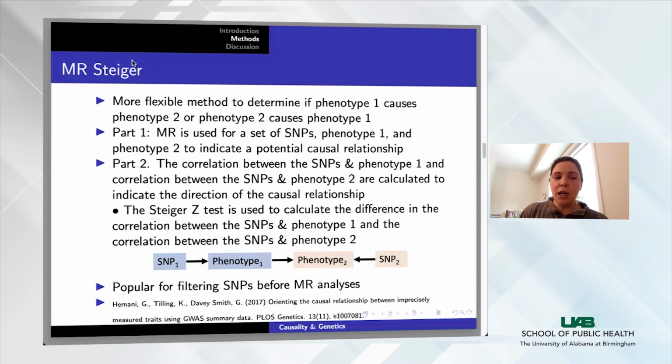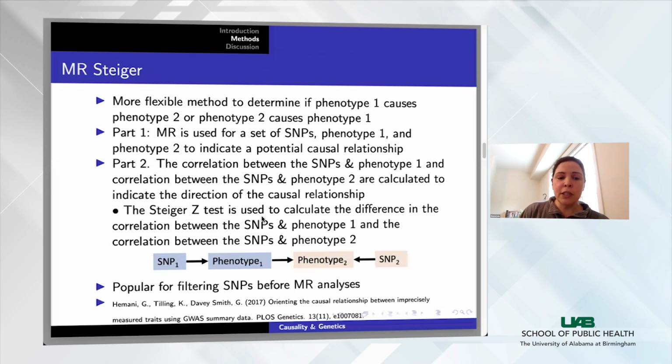So MR-Steiger is a very popular approach and very flexible to test this effect direction. And it does it using a two-stage approach. So the first stage is just using MR. So classic MR, and it's saying I'm going to take a SNP set, say SNP set 1, and then I'm going to look at an MR analysis where phenotype 1 is the exposure and phenotype 2 is the outcome, and use this to see if there is a potential causal relationship. So this is to establish if this arrow potentially exists.